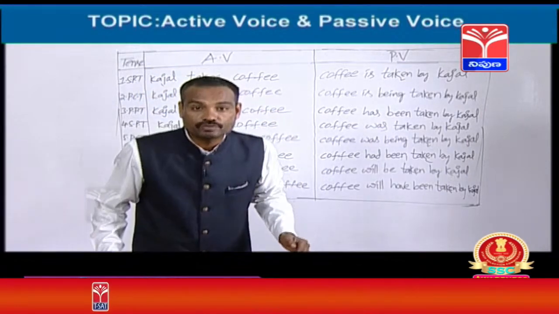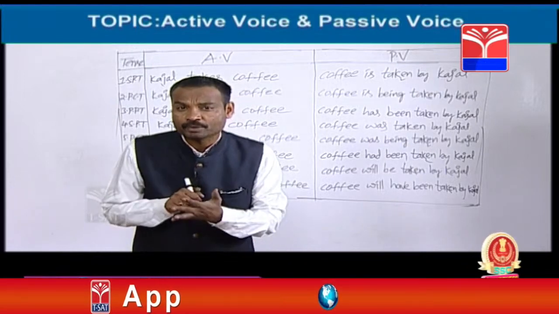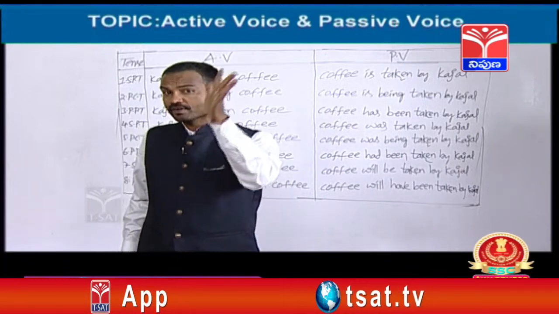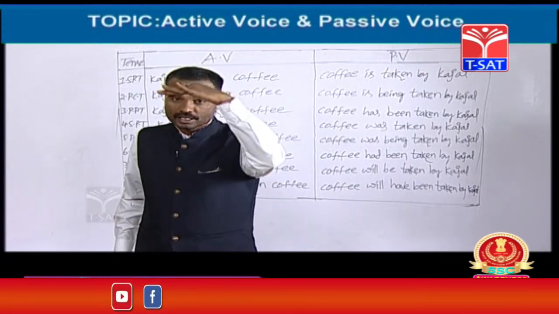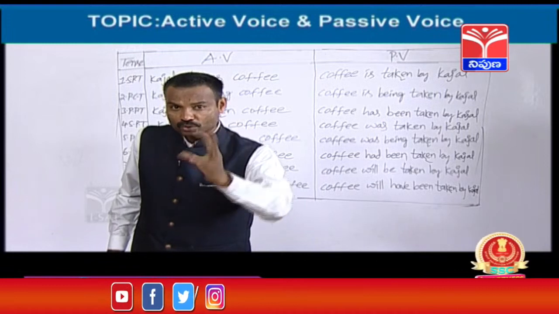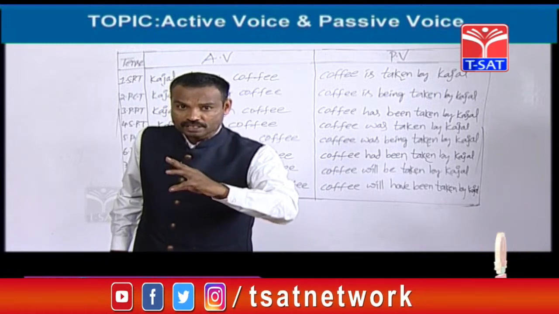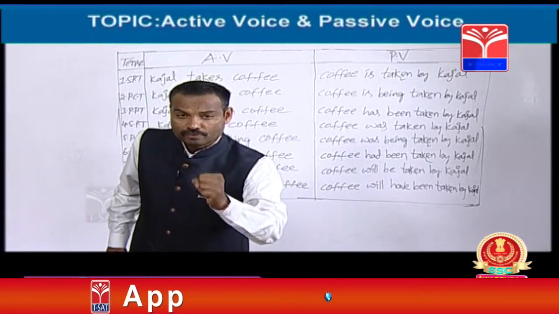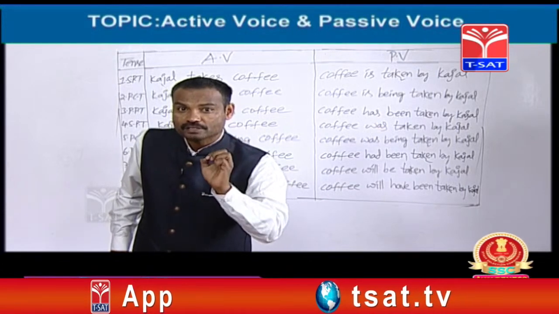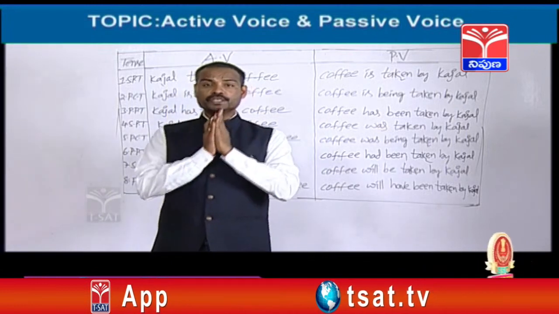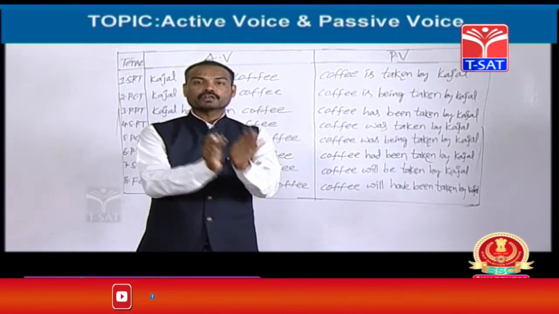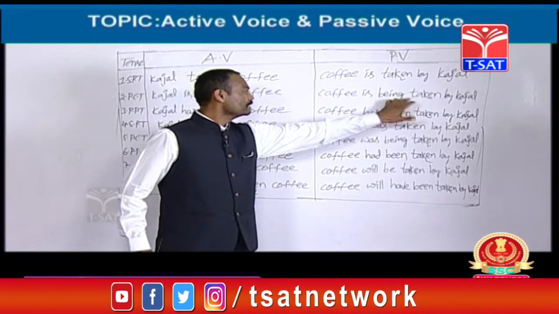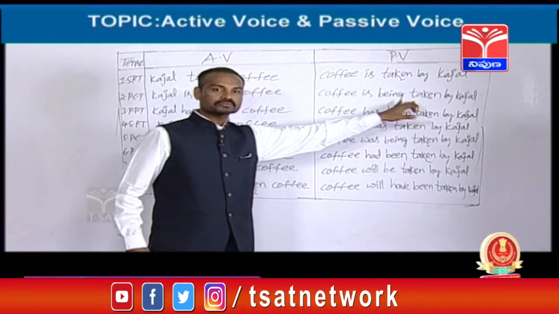Come on, tell me friends, when should we write being in the passive voice? Whenever the active voice contains the ing form, then only we should write being in the passive voice. Okay, you came to know that when we see the ing form in the active voice, we should write being in the passive voice. Where should we write that being? You must know that. Being should be written between the helping verb and the main verb. Okay, did you understand? See, it has been written between the helping verb and the main verb.